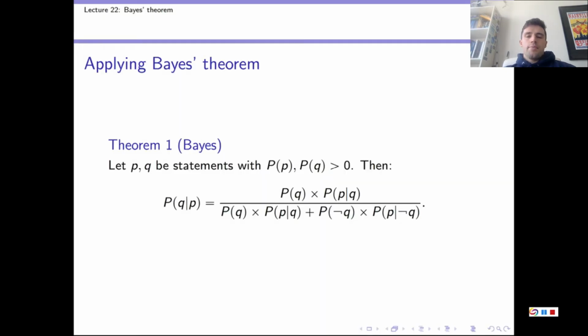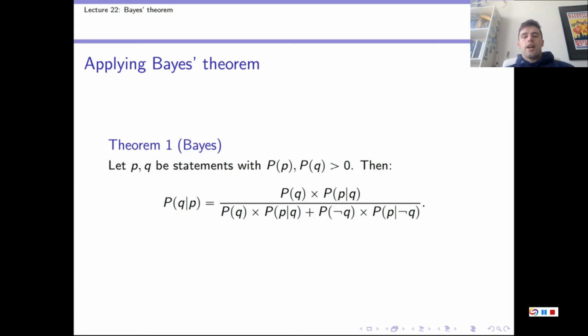Here's the theorem again. Now, in the version we've proved, we look only at the statements Q and not Q. That is, we assumed that in terms of Q, there were only two possibilities. Either Q is true or it's not.